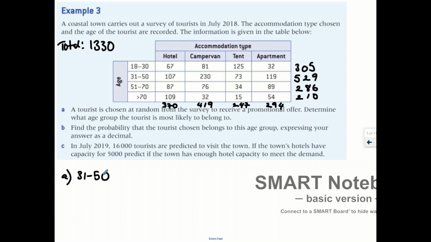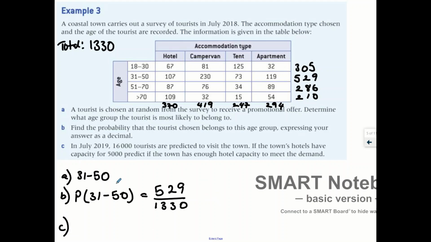And that would be a 1-mark question in an exam. And that's because this number is the highest number. There are more of them, so it's more likely you would choose someone from that age group. The probability that the tourist belongs to that age group, well, the probability that they are between 31 and 50 would be the number of people that are in that age group divided by the total number of people. You can simplify that. You can leave it like this. You can give it as a decimal. I would leave it like this.